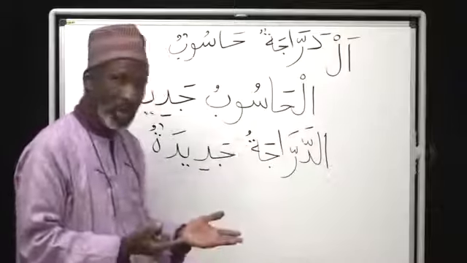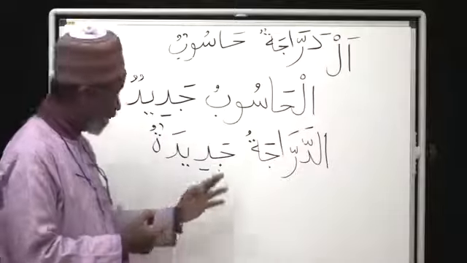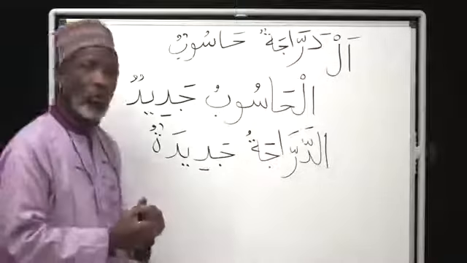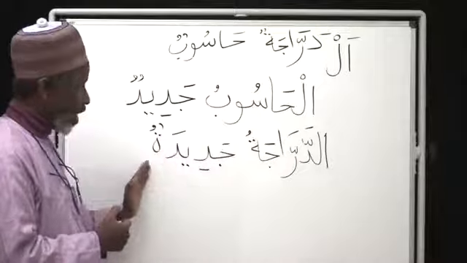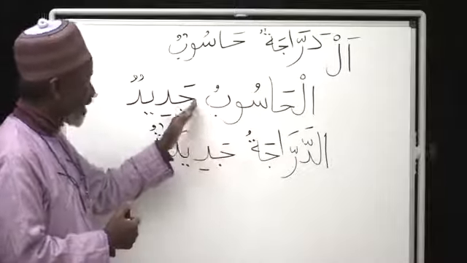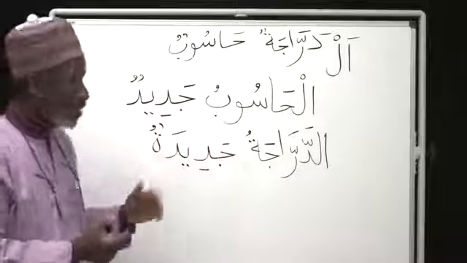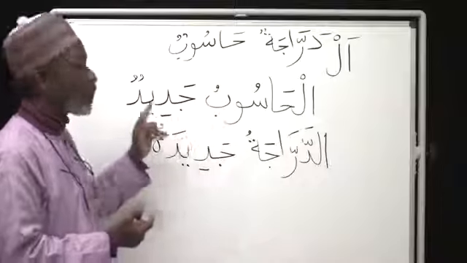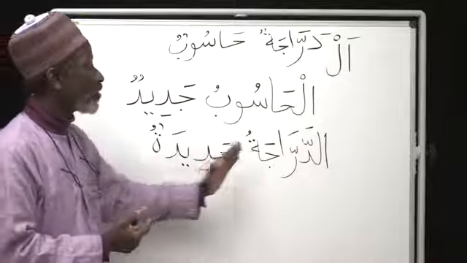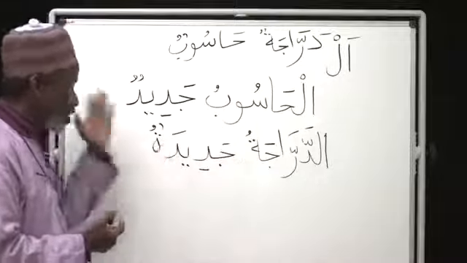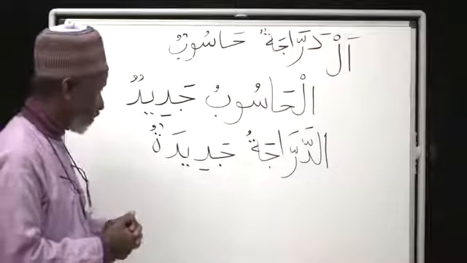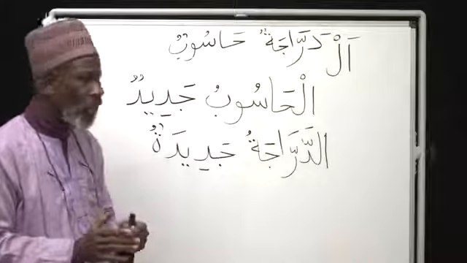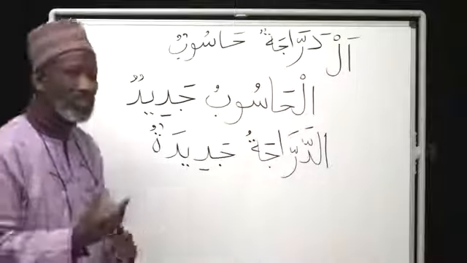Ad-darrajatu is female, feminine. Jadidatun is also feminine. So the bike is new, the computer is new. If you want to say light, you say al-hasubu khafifun. Ad-darrajatu jadidatun. The bike is new. Okay. So let's take it slightly further.